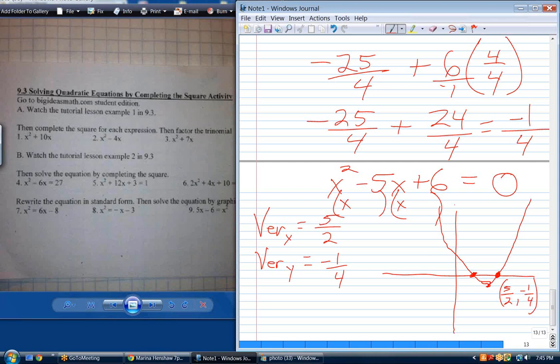What is it? Wait, is 1/4 squared 1/8? No, it's 1/16. Oh, okay.